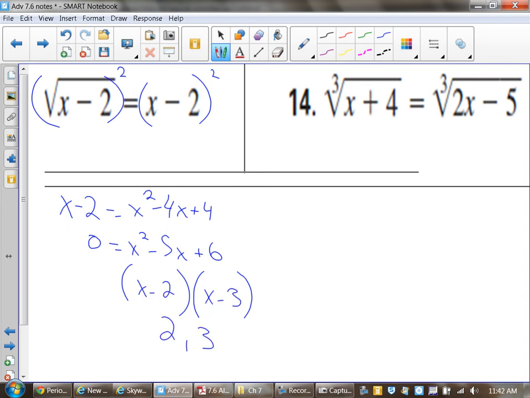You have solutions of 2 and 3, which means you got to double check it real quick to make sure they work. What's 2 minus 2? 0. What's the square root of 0? 0. What's 2 minus 2? 0. Does 0 equal 0? In this case, do they both work? Yes. In this case, they both work, and that does happen. I want to make sure you guys check your solutions. Don't always just cross one of them off.